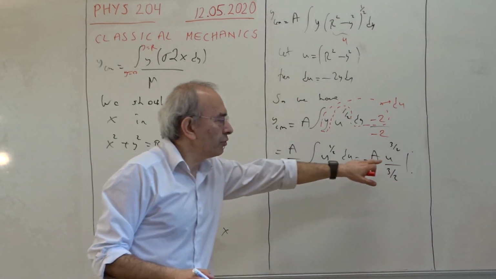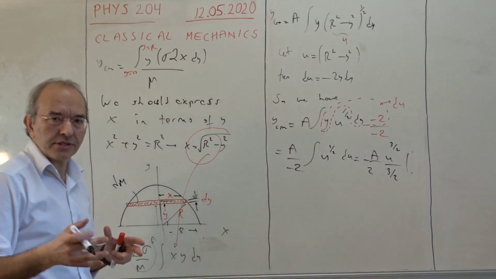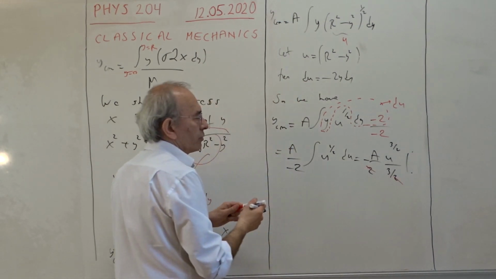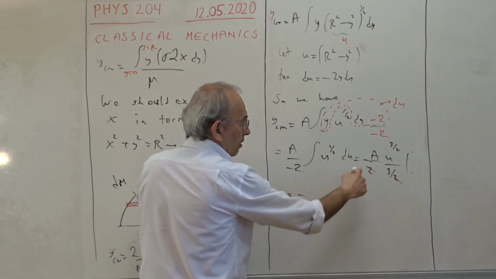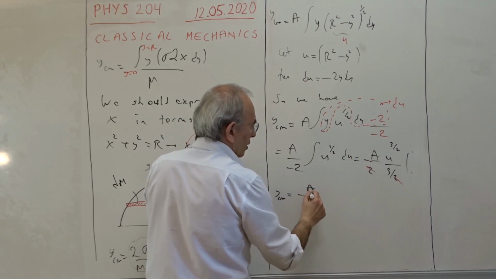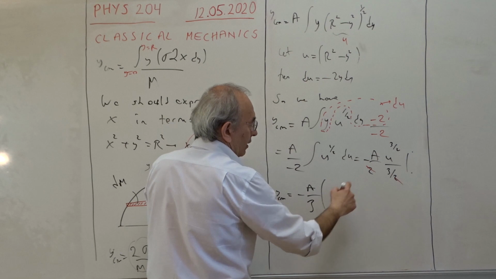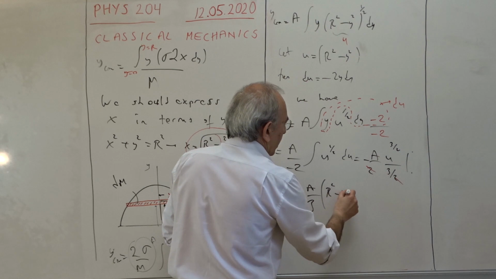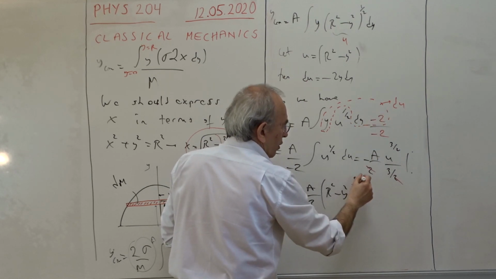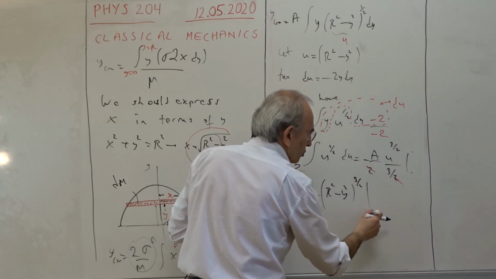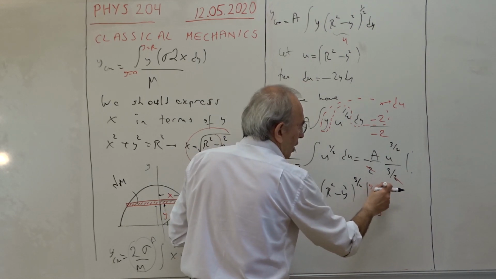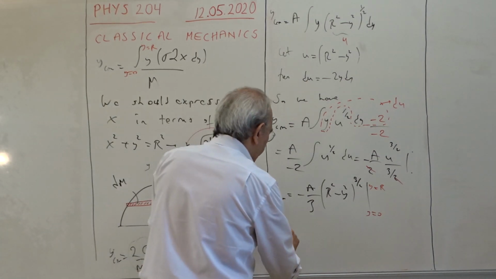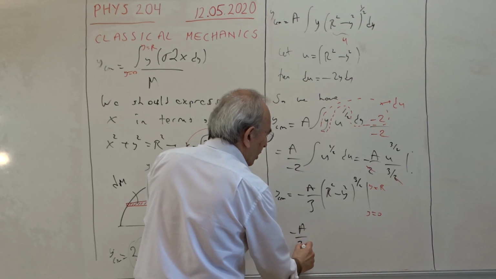But now we can go back to the variables that we started with. So let's cancel these 2's. So we have y center of mass minus a over 3, then u. What is u? We set it to r squared minus y squared, now to the power of 3/2. And the limits are from y equals 0 to y equals r. So let's put these two limits and then subtract. So it is minus a over 3 multiplied.